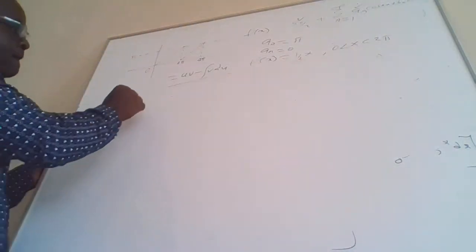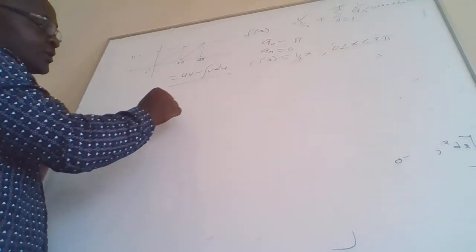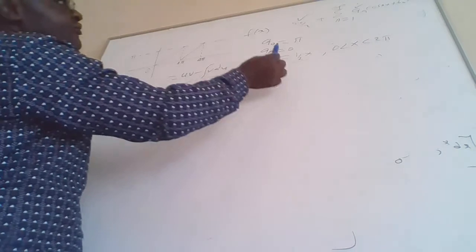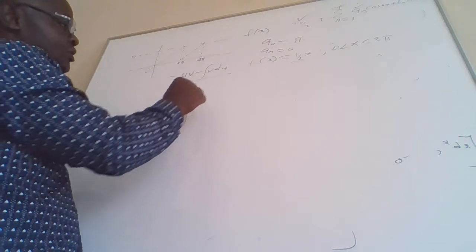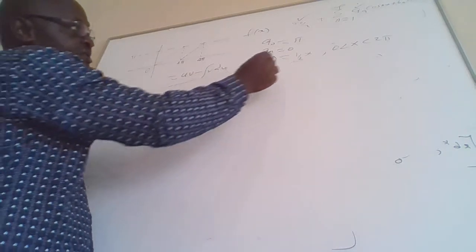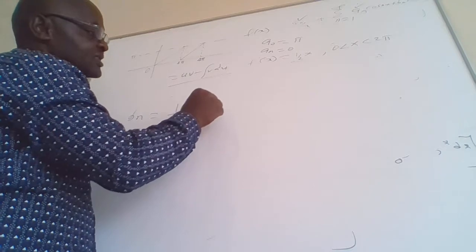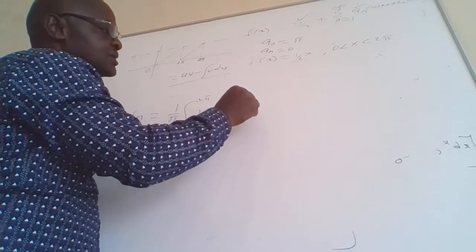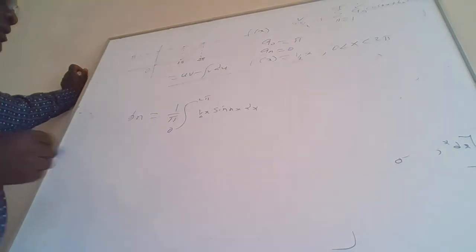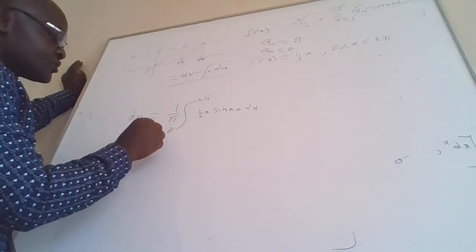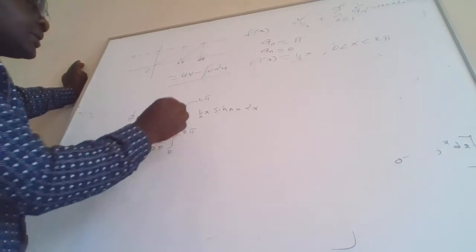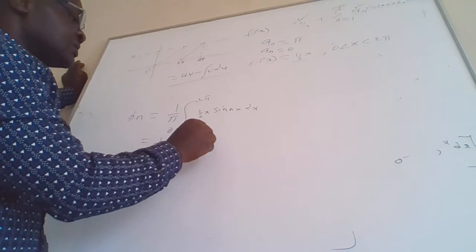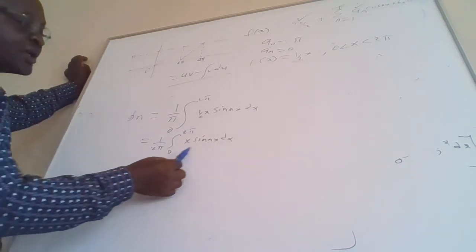So we have gotten an. So we remain with bn. bn is given by 1 all over pi, integrating from 0 to 2 pi. So we have our f of x from 0 to 2 pi. Our f of x is a half x sine nx dx, like that. Therefore, we take out a half. So this equals to 1 all over 2 pi, integrating from 0 to 2 pi, then we have x sine nx dx. We integrate by parts here.